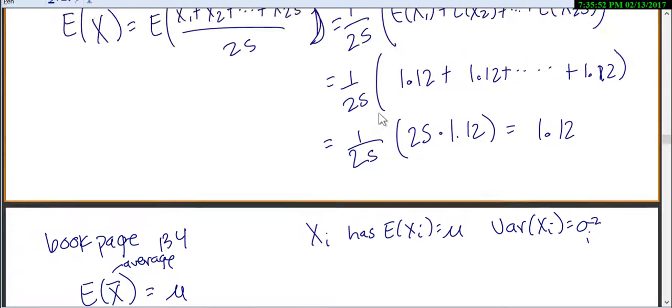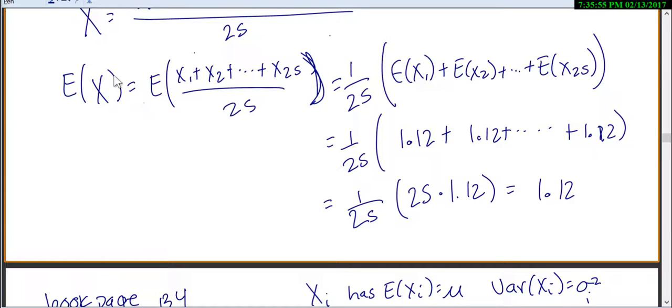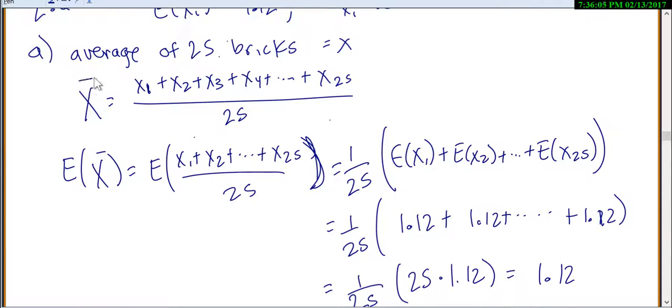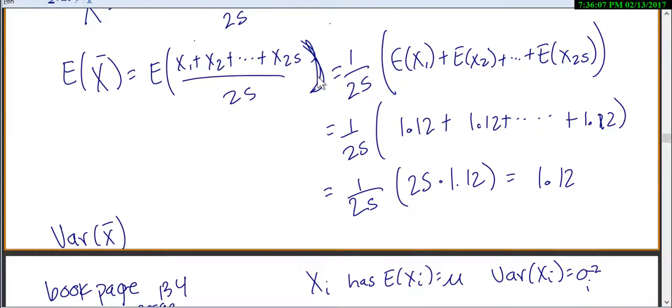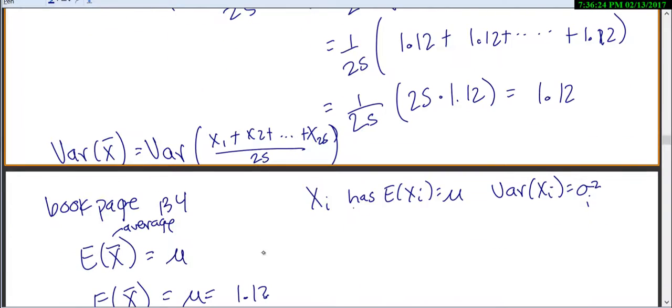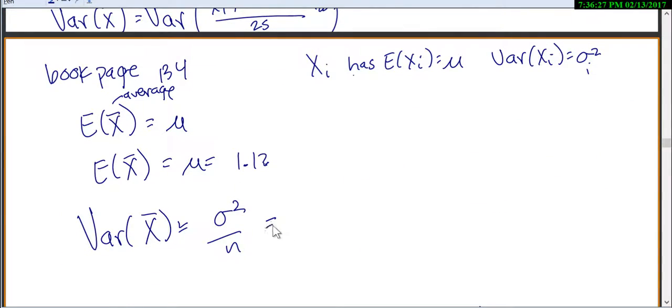Now, could you figure it out without using the formulas and just doing what we know about variances? Could you go through and say the variance of x, let's just change these to x bar since I remembered you guys do know this notation. The variance of x bar would just be the variance of x1 plus x2 plus dot dot dot plus x25 all over 25. And you could go through and use your variance rules and you could figure out what this is. Or we could just use our formulas. We'll say it's just sigma squared over n.